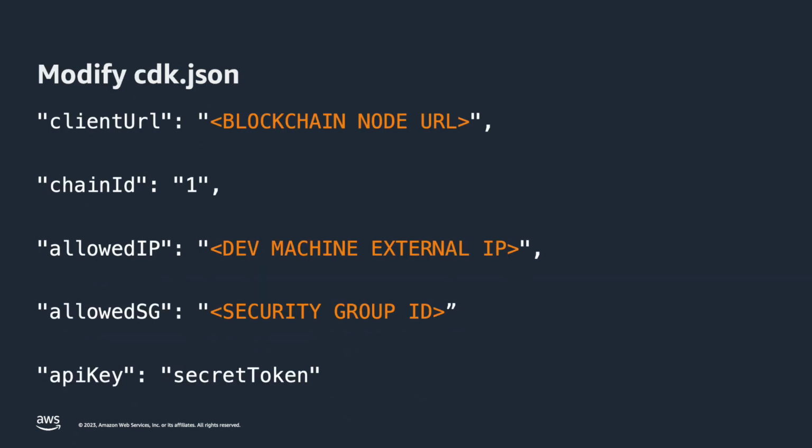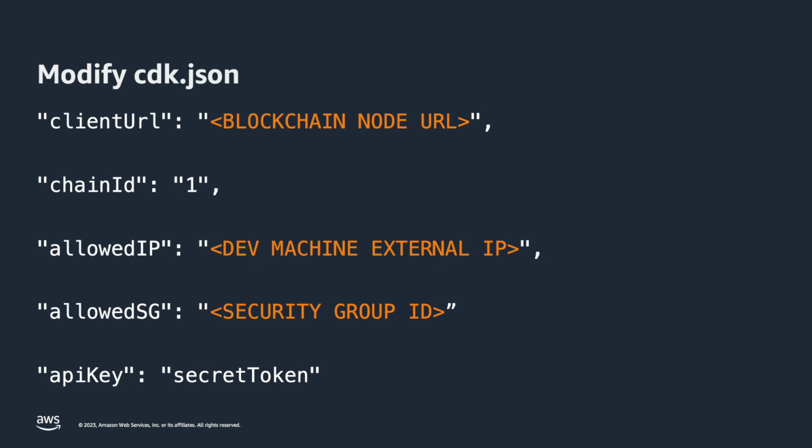Before deploying your graph node to AWS, you first need to modify the cdk.json file. The client URL specifies the RPC URL for your blockchain node. When using Managed Blockchain as your Ethereum node, make sure you're using token-based access. This is due to the default graph node being unable to generate AWS Signature V4 requests. The chain ID parameter specifies the chain ID of the network that we wish to index. In this case, I am indexing Ethereum mainnet, so I've set this equal to the value of 1.